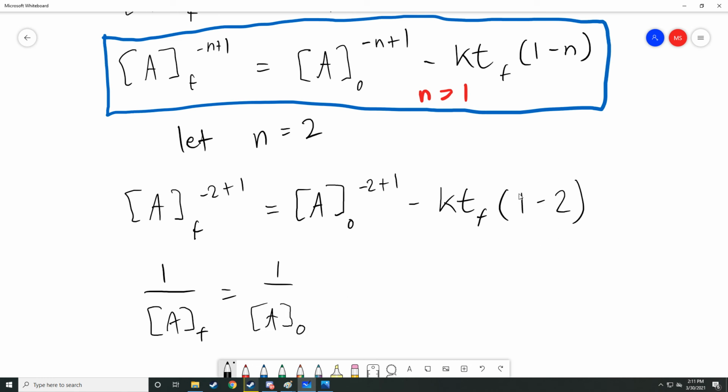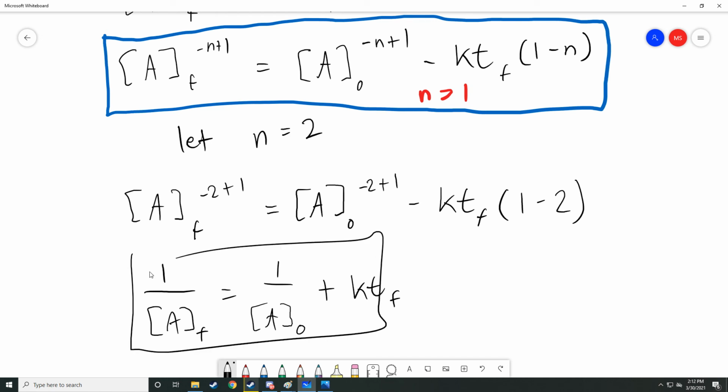And then here, 1 minus 2 is negative 1. So it's not going to change the magnitude of this term, but it is going to change the sign, right? We're multiplying by a 1. How many 1s are there? There's a negative 1. There's a positive 1. Which one are we multiplying by? We're multiplying by the negative 1, so it's going to change the sign here to a positive. Plus kt final. And this is for n equals 2. You can confirm in the book this is in fact the integrated rate law for when n equals 2.